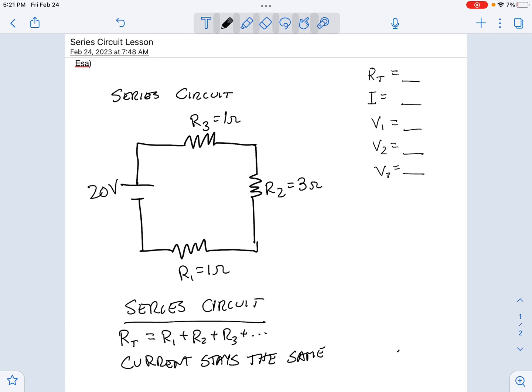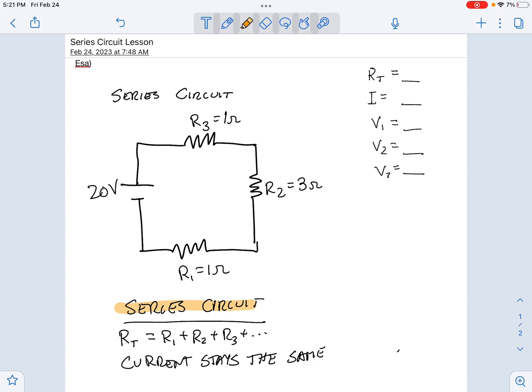And so this could be representing 3 lights attached to a 20-volt battery. And some things you need to know about a series circuit is every time you add a resistor to a series circuit, it adds resistance to the circuit. And so there's a couple special things about series circuits.